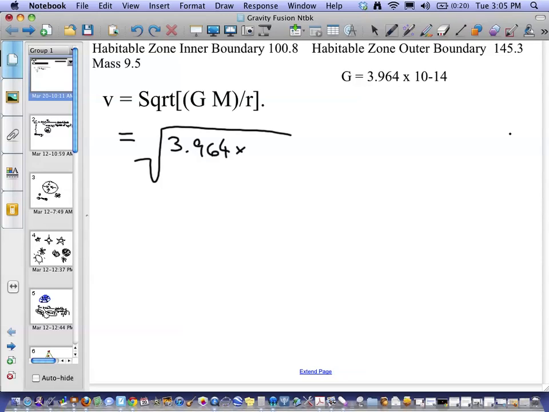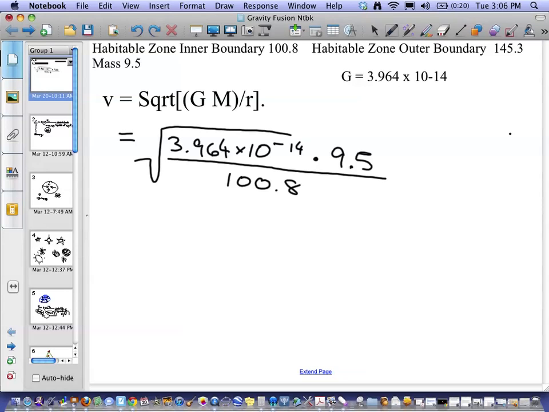3.964 times 10 to the negative 14. And unlike numbers that have a positive number there, which are really big, this is a really small number. I'm going to take that number and multiply it by my mass, which is 9.5. And I'm going to take all of that and divide it by my radius. I'm going to start with my habitable zone inner boundary, which is 100.8.